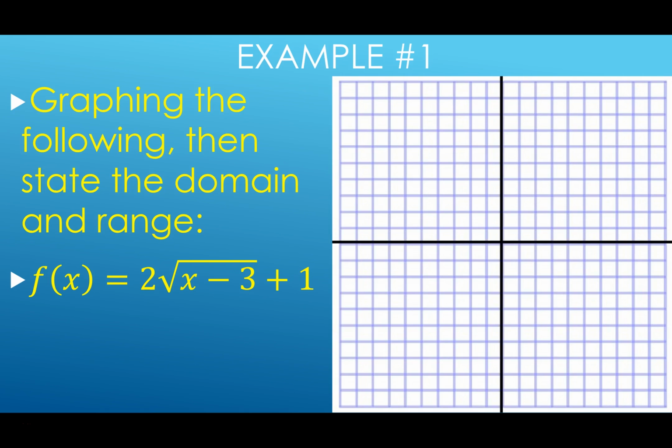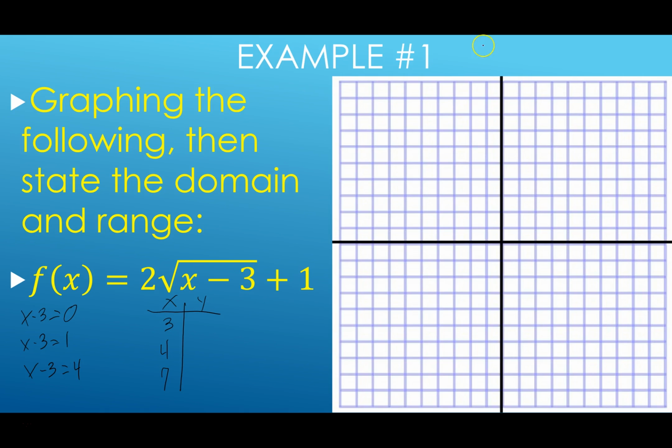So for this one right here, we need to graph this and state our domain and range. So again, to graph it, we start off by saying x minus 3 equal to 0, x minus 3 equal to 1, and x minus 3 equal to 4. We set the inside expression equal to the first 3 perfect squares. And when we do that, we get x values of 3, 4, and 7.